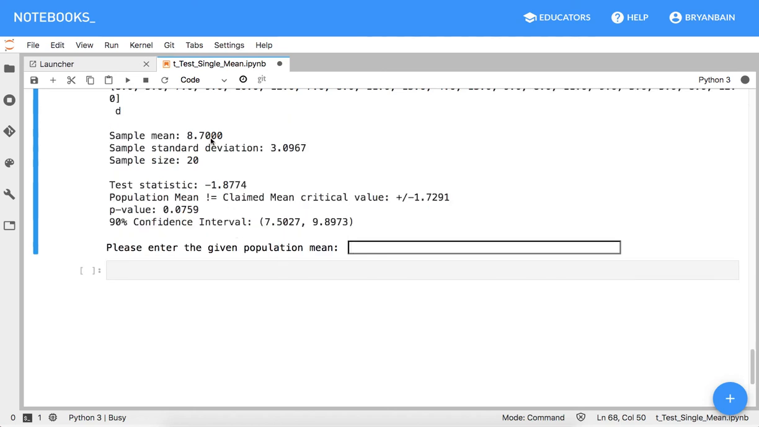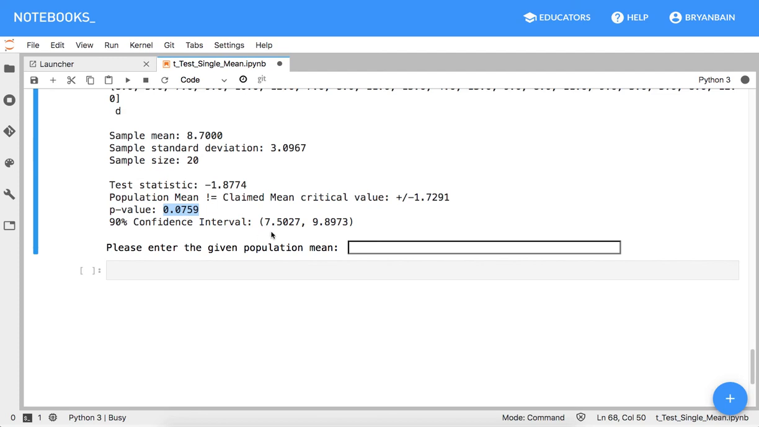And here I have my sample mean is 8.7, it calculates the sample standard deviation, and gives the sample size. Here our test statistic is negative 1.8774, and it is a two-tailed test. Our critical values are plus or minus 1.7291, and notice negative 1.8774 is not in between negative and positive 1.7291, so this would be in the rejection region. Also note that our p-value of 7.59% is less than our significance level of 10%. So we would reject the null hypothesis in the p-value approach.